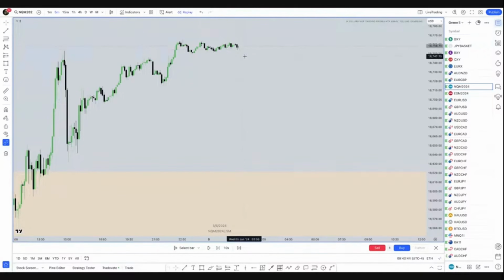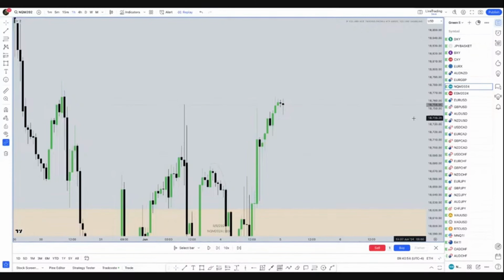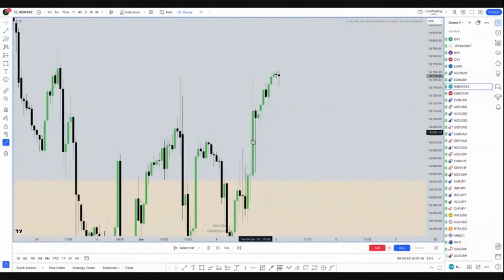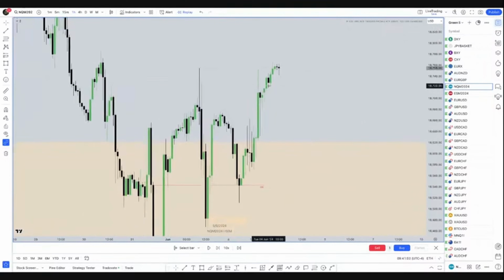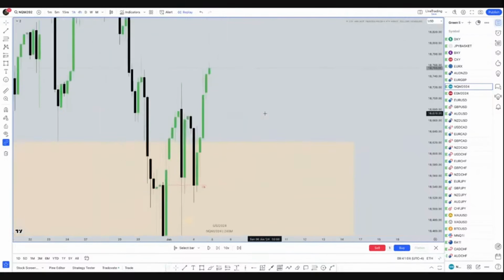Okay, we are approaching New York, 2 a.m. So currently, we had this expansion. Is there any 1 hour fair value gap where you can trade up from the 1 hour? I don't see any significant one. We already stepped into this. Let's see the 4 hour.